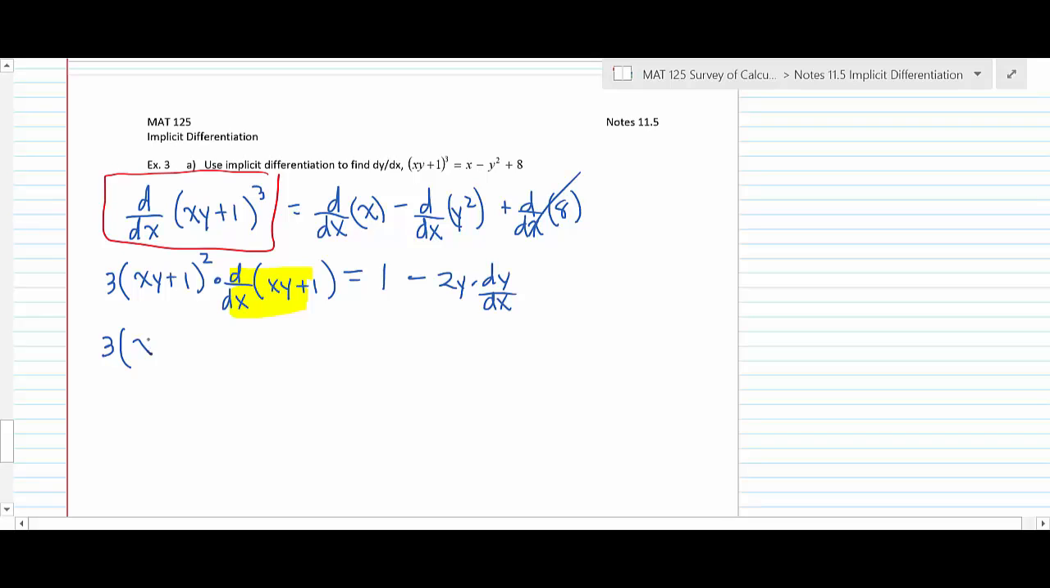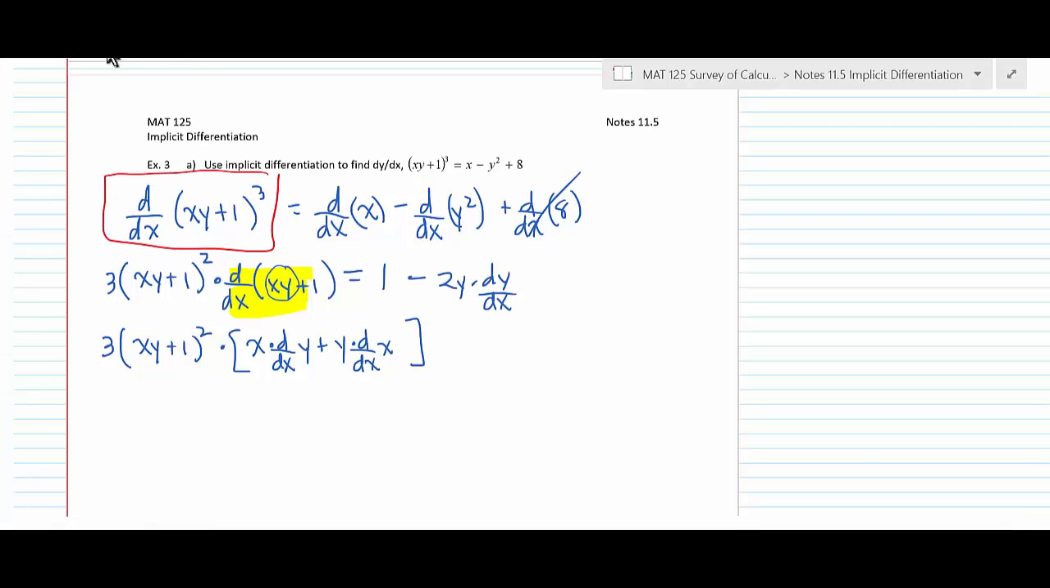So we'll have 3 times xy plus 1 to the second. Now when we do the derivative of what I've got in yellow here, this is going to be a product rule. So the derivative of xy, you're going to put that in a product rule. So it would go like this. It would be the first times derivative of second plus second, y, times derivative of first, which is x. And then what's the derivative of 1 going to be? 0.